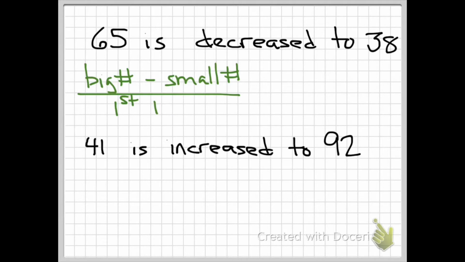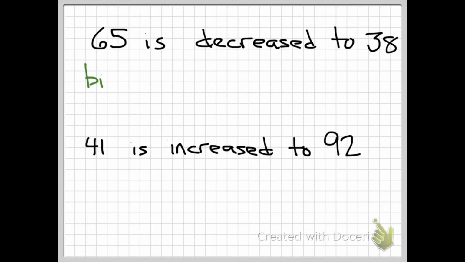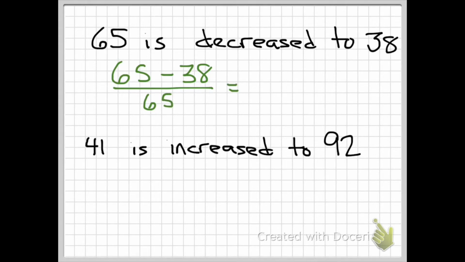All right, let's give ourselves some room. So we have 65 as our big number, so that's going to go first. So we're going to put 65 here. We're going to subtract by 38. Then we decide what number came first. In this case, it's 65. So order of operations, 65 minus 38 is 27. We're going to divide by 65. And then once we do that division, we end up getting something like this, 0.4153846.